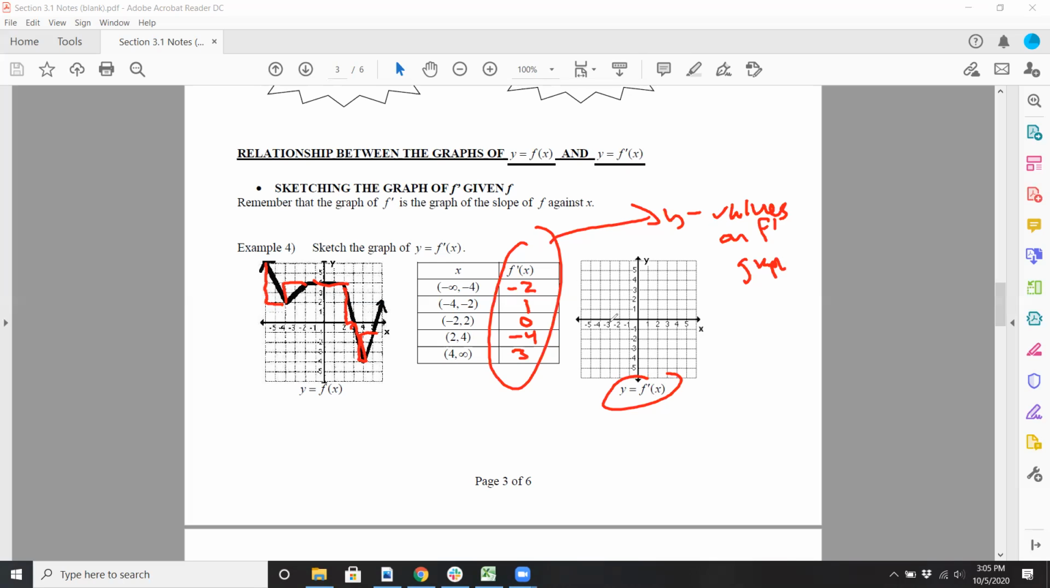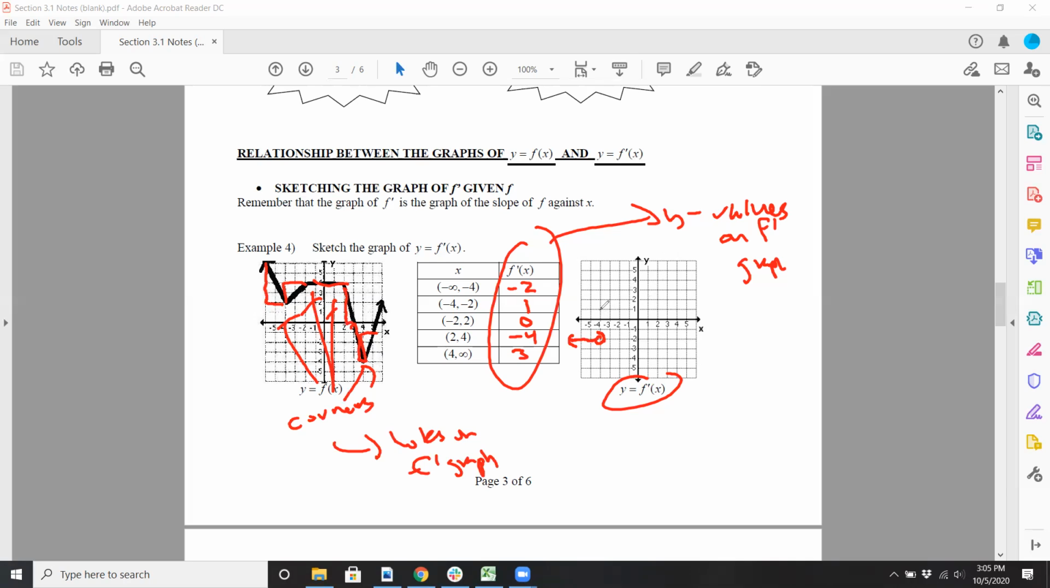So from negative infinity to negative 4, you're going to graph y equals negative 2. It's going to be an open circle because we're doing it for an open interval from negative infinity to negative 4. And I'm not really sure what the slope's going to be at the corners. So basically the corners will be holes on the f prime graph, because we're doing this for open intervals only.